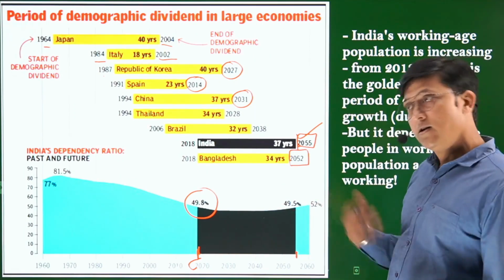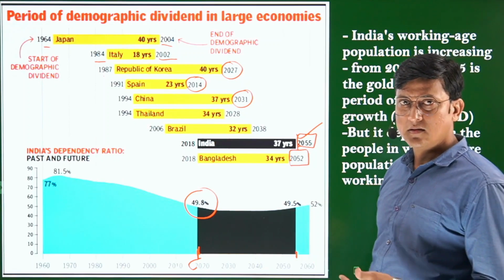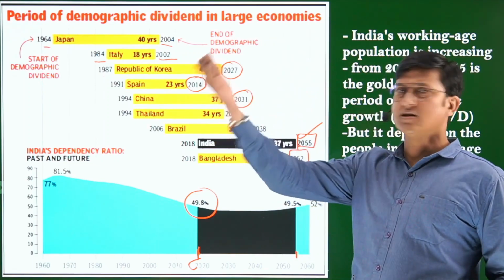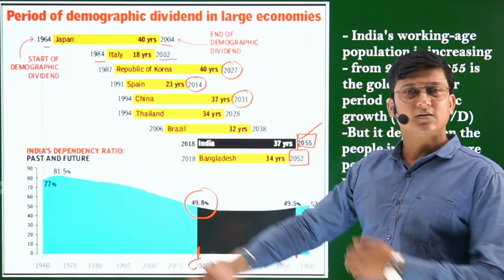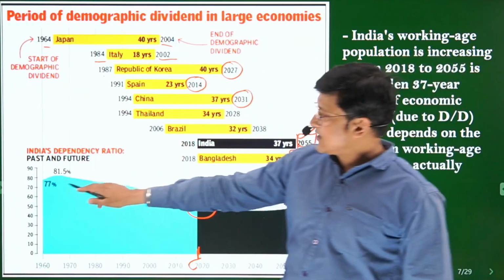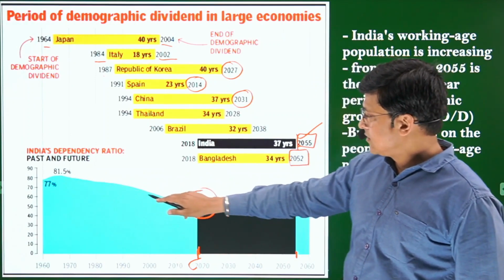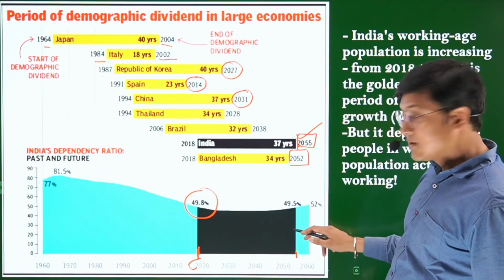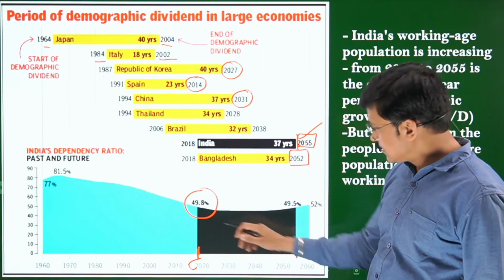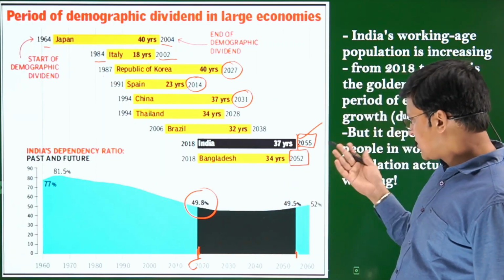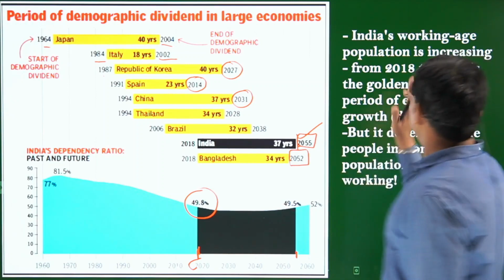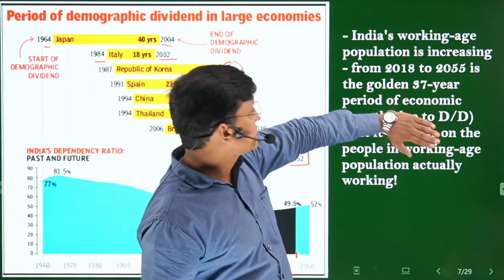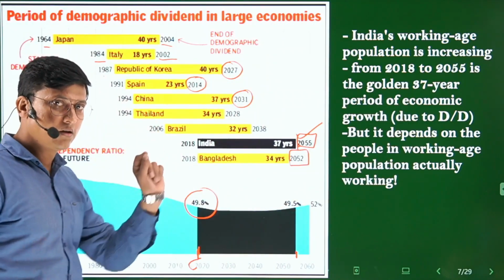After it, once again, the cycle, it is a cycle. Life goes in a cycle. Good time, bad time, good time, bad time, this kind of time keeps going on in life. So after a large period of bad time, the good time has started as far as the population is concerned. The good time has started, and after that we will see what is happening. So India's working age population is increasing from 2018 to 2055, the golden 37 years.